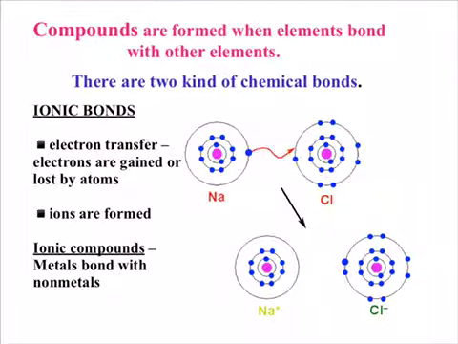What kind of an element gets involved in this type of bonding situation? We're talking about a metal and a nonmetal. Why? Because we know that metals will lose electrons, nonmetals gain them. They form ions.